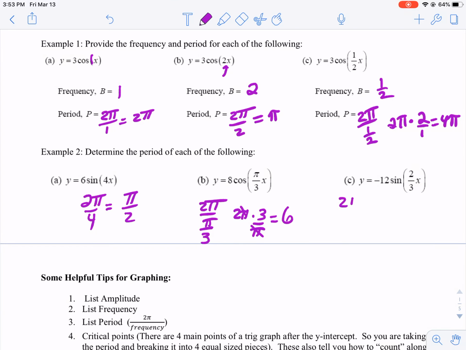And the last one, 2 pi divided by 2/3. Keep it, change it, flip it. The 2's are going to cancel, and it's going to give you 3 pi for a period. So you will finish one full sine curve, so a hill and a trough, by the time you get to 3 pi.